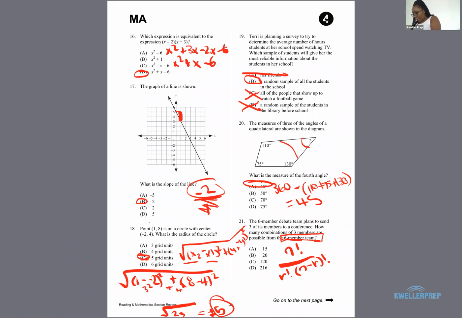And then the r is the sample. So you're sampling 3 members from that 6. So the r is equal to 3. So let me just write this out. This equals n, and the 3 equals the r.